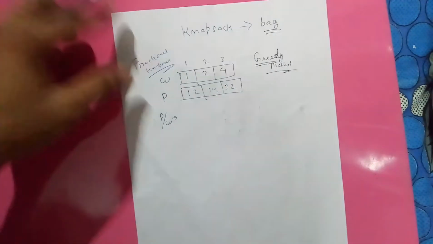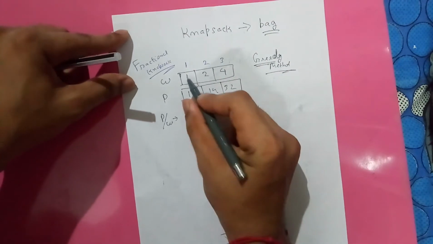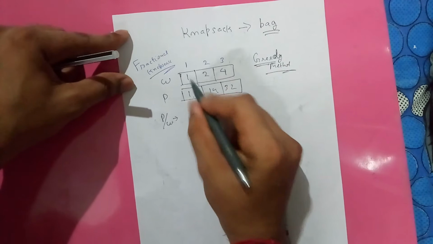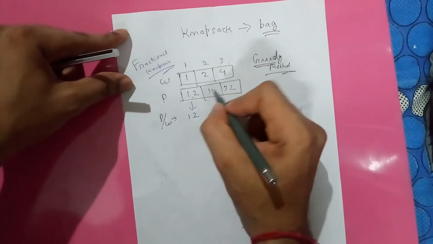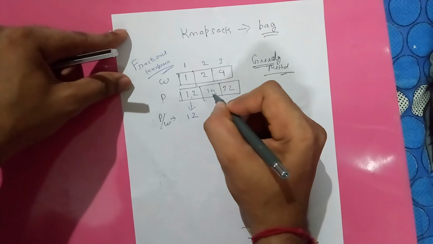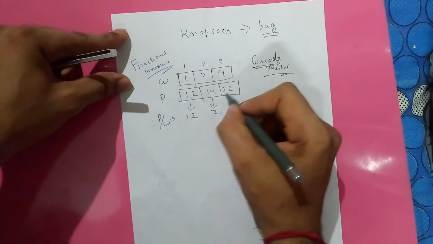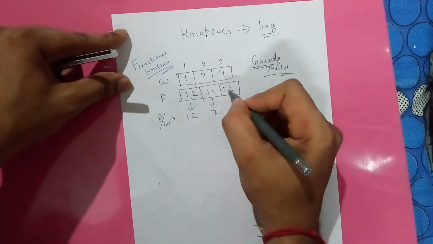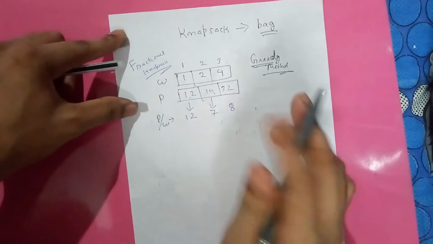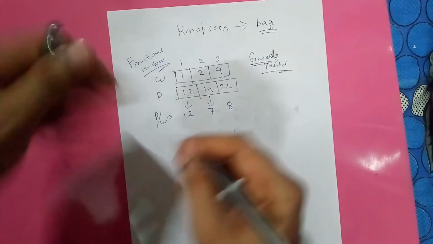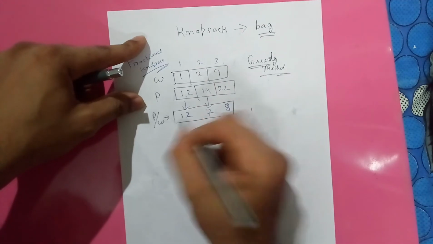Basically, the profit to weight ratio for item 1 is 12 divided by 1. Profit is 12, weight is 1, so 12 divided by 1 is 12. For the second item it is 14 divided by 2, which is 7. For the third item it is 32 divided by 4, which is 8. So the greedy method tells us to choose the maximum value first.